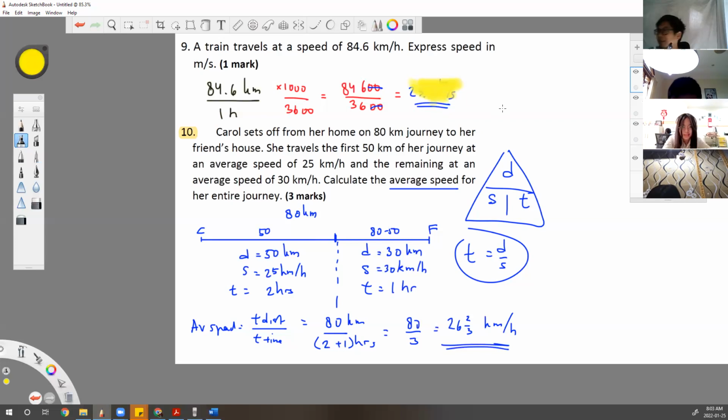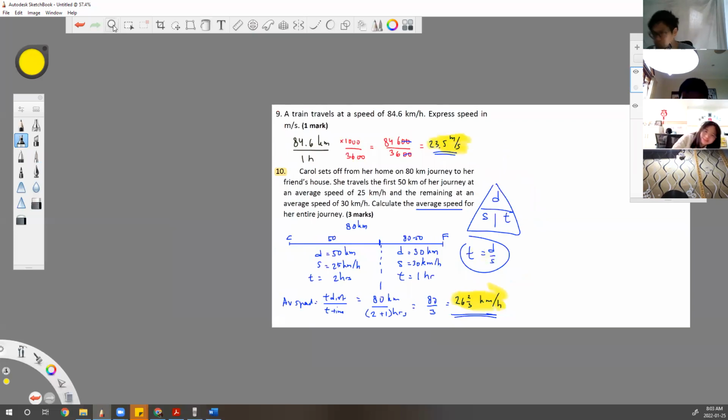Sir. Yes. Yang nomor 9 kan bisa saja kayak 84.6 divided by 3.6. Bisa. Boleh. Atau times 3.6. Iya, divide by 3.6. Sama aja. Good idea. Meter per second tuh PM per hour. Kalau itu baru time. Good.